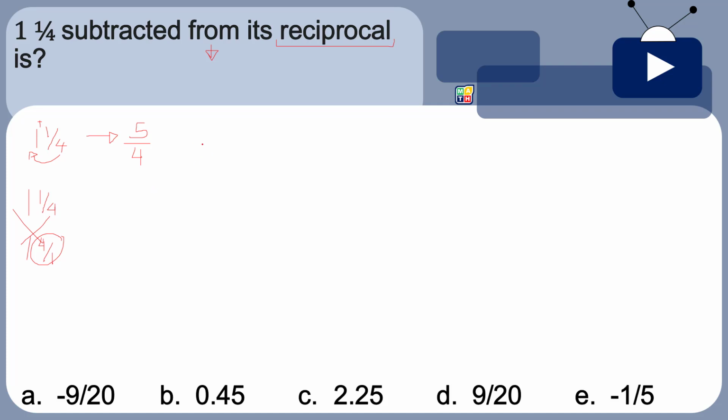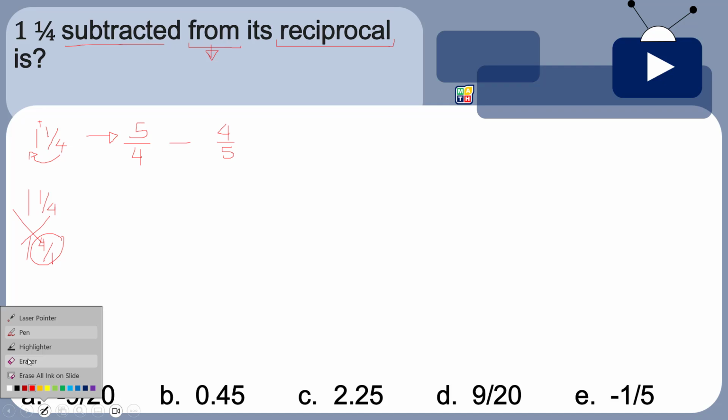So the reciprocal of 5/4 is when we interchange our numerator and denominator respectively. So this is its reciprocal po. Again, 5/4, that's the value of 1 and 1/4. Its reciprocal is 4/5. Now, before we could subtract, napakahalaga po ng term na from. Pag sinabi pong from, di po pwedeng ganito. Mali po yan. Okay? Di po pwedeng ganyan.